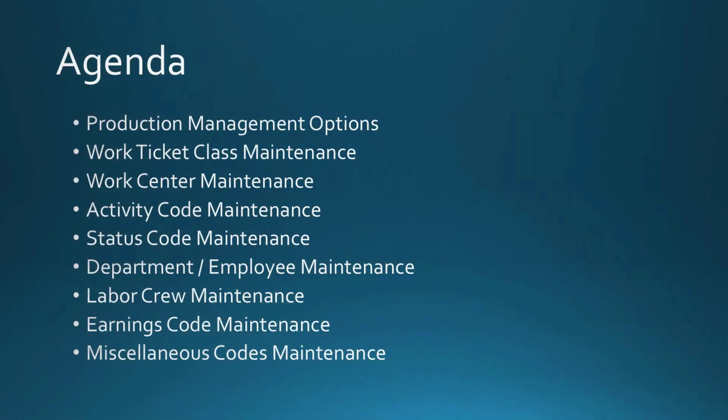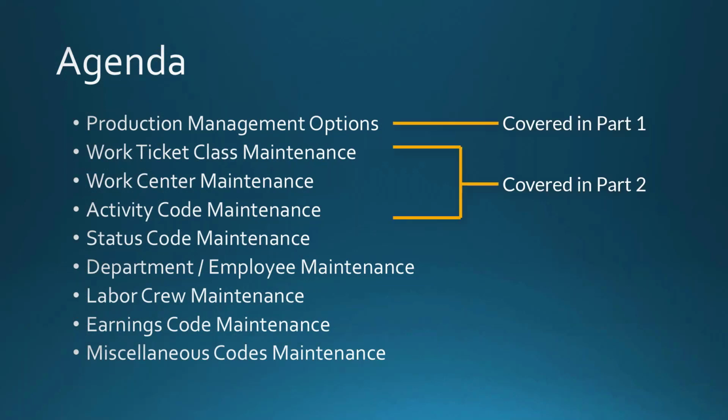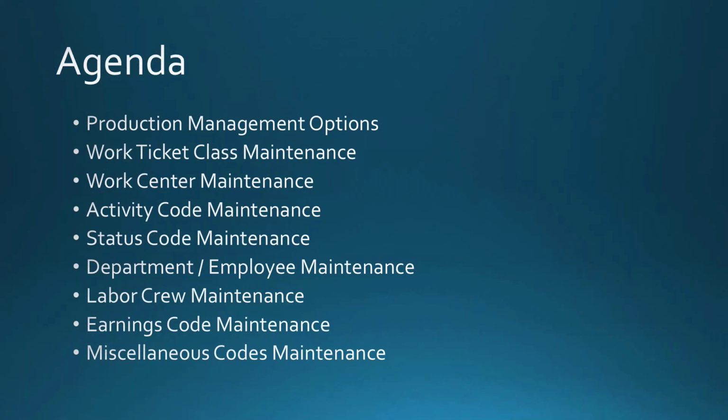So we've gone through status code maintenance, department and labor crew, earnings codes, and then lastly, miscellaneous codes maintenance. A lot of these are pretty simple to set up. If you're using Sage 100 payroll, you don't have to go through the department employee stuff. You can either just use the employees for payroll, or you can actually integrate with payroll, whatever you want to do there.